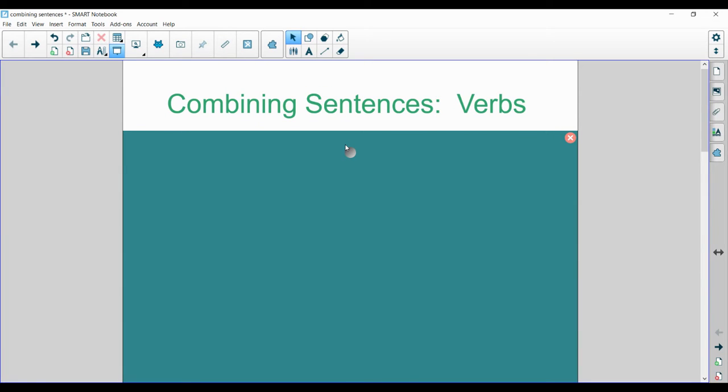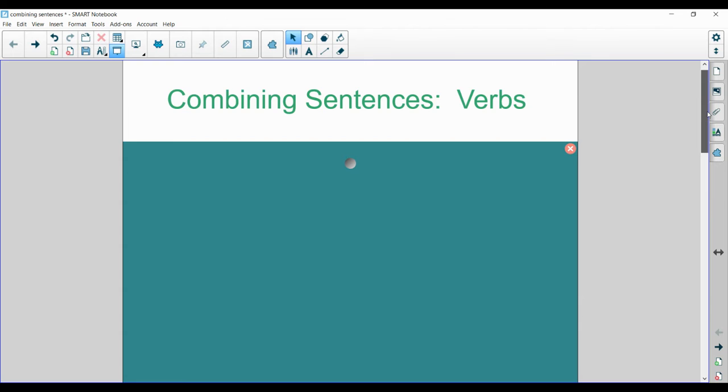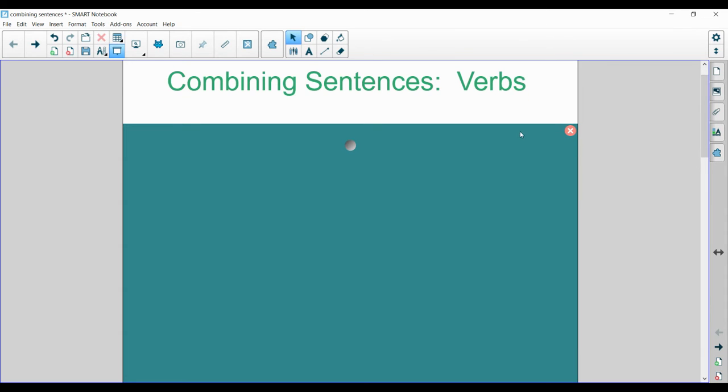Hi, you have a grammar lesson today on more on combining sentences today with verbs. Before I get into the actual lesson for today, I want to review the way we've combined sentences so far this year because part of what you're going to do today involves knowing these different ways and remembering how to do it.